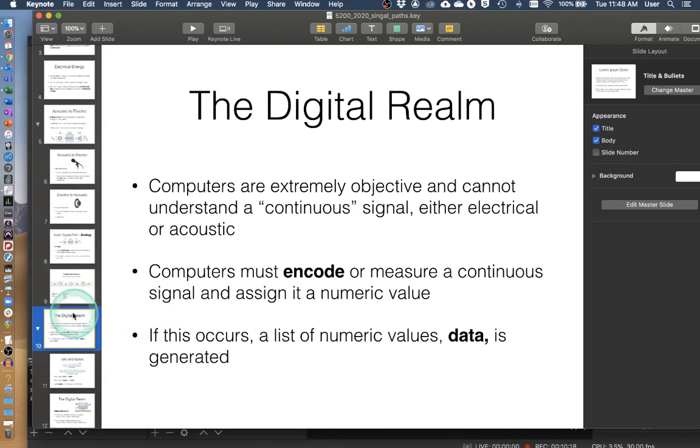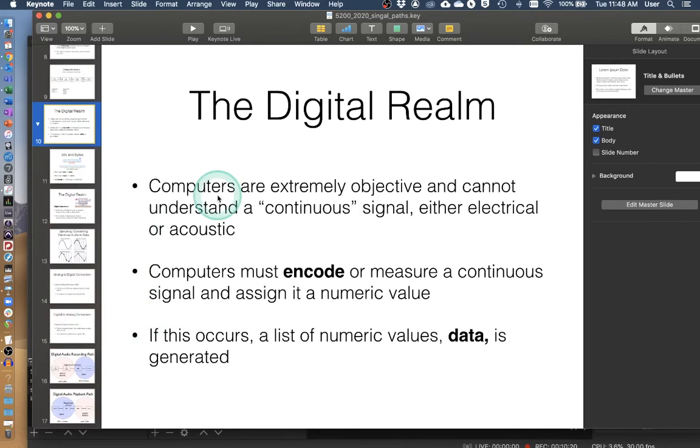The digital realm is simply a way for computers to interact with electrical energy. Because electrical energy is continuous flow, your computer cannot understand any gray area. It's either on or off. It's either 1 or 0.